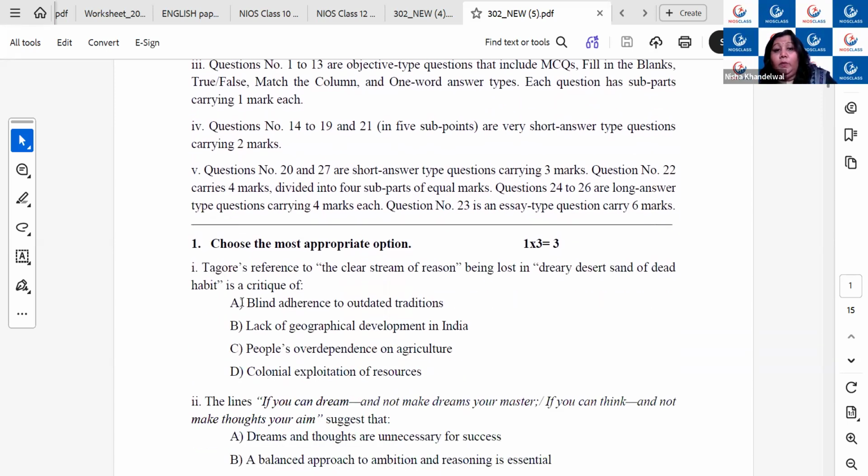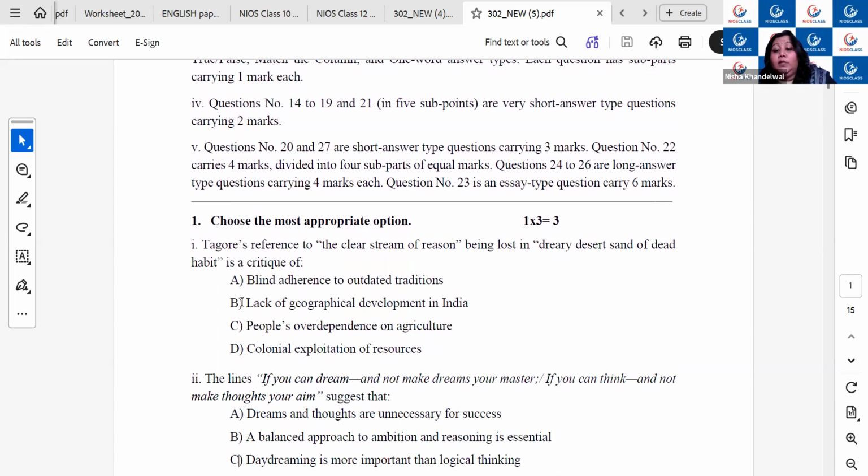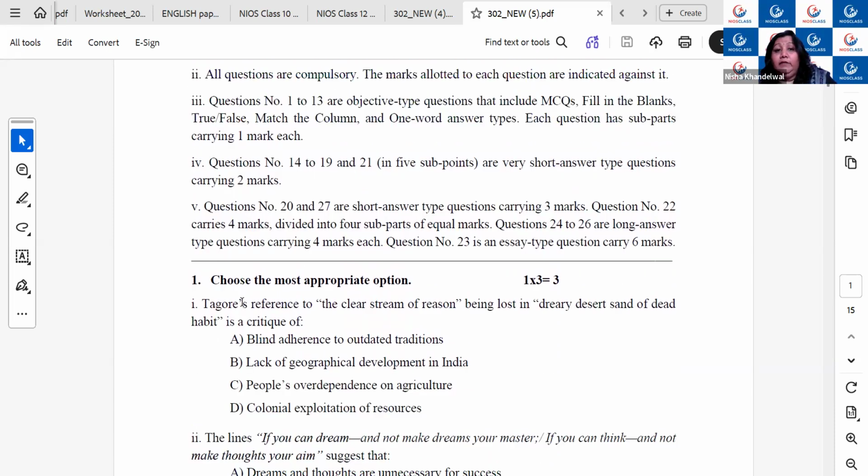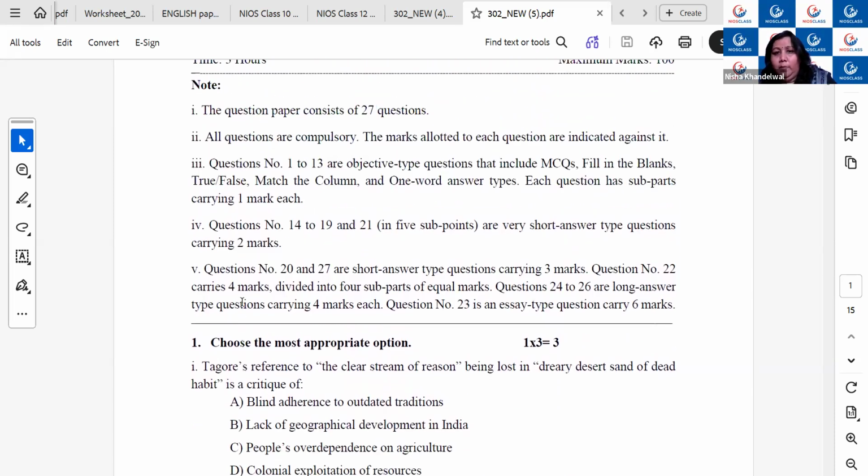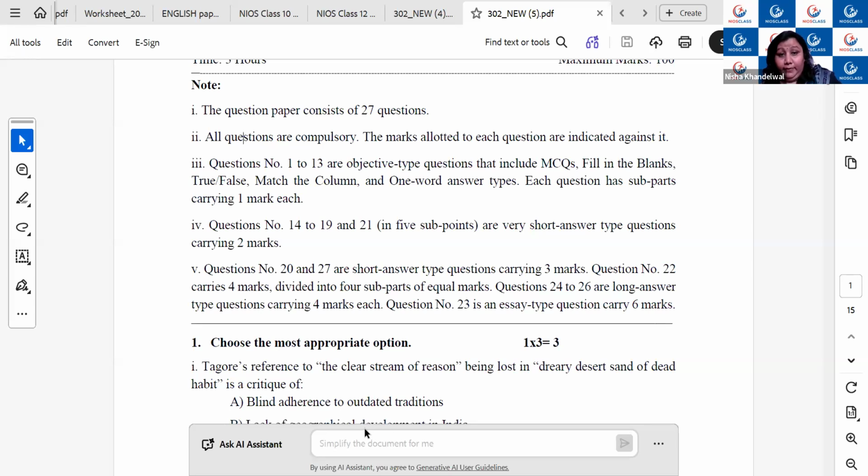The first part would be of literature. Now you need to understand the paper has been divided into two parts, part A and part B. Part A would be carrying MCQs and part B would be carrying the written questions, like long questions, short answers, essay type answers, those kinds of questions. So first we will go for part A.